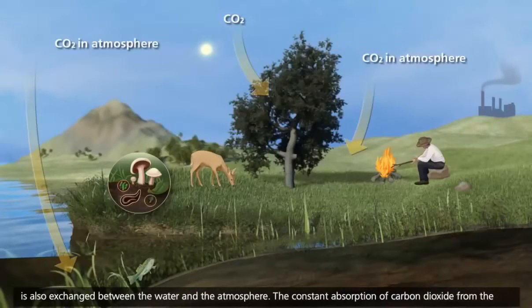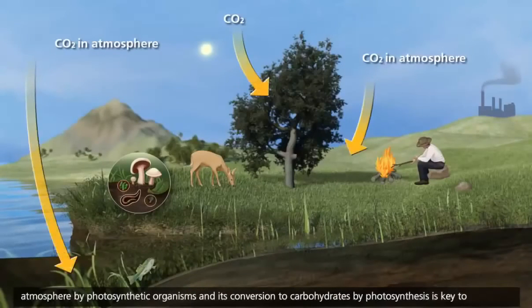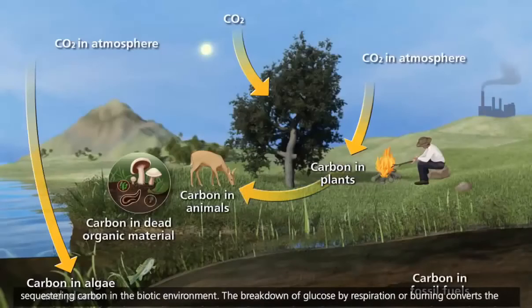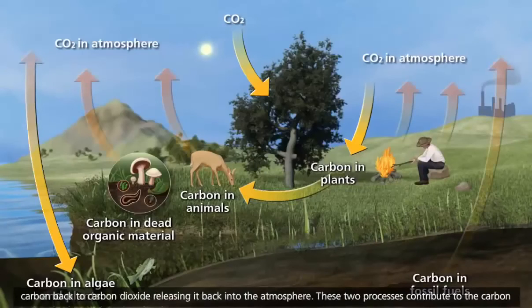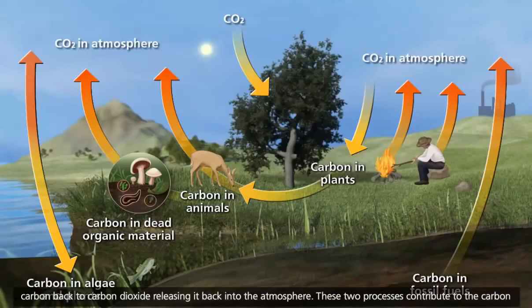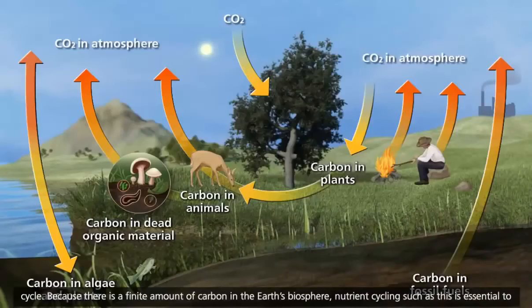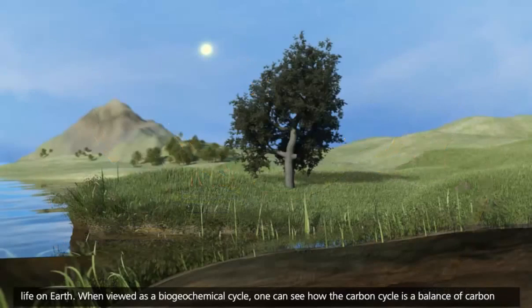The constant absorption of carbon dioxide from the atmosphere by photosynthetic organisms and its conversion to carbohydrates by photosynthesis is key to sequestering carbon in the biotic environment. The breakdown of glucose by respiration or burning converts the carbon back to carbon dioxide, releasing it back into the atmosphere. These two processes contribute to the carbon cycle. Because there is a finite amount of carbon in the Earth's biosphere, nutrient cycling such as this is essential to life on Earth.